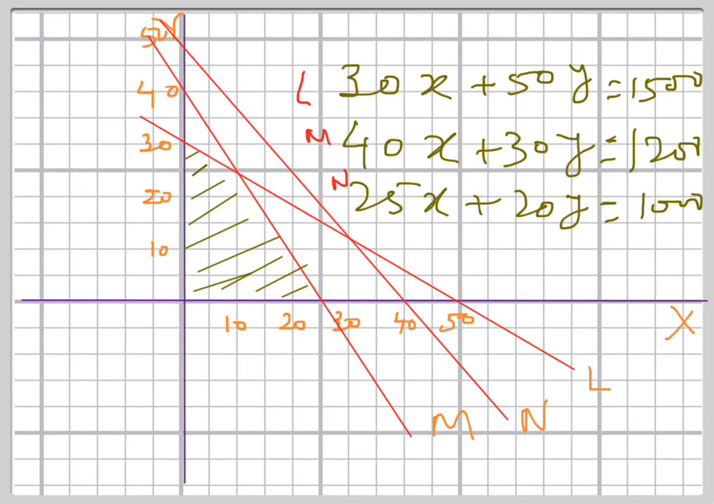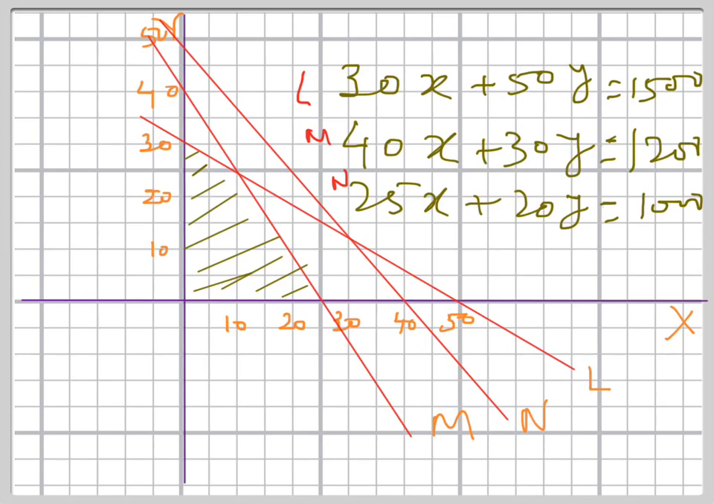Similarly, this is the M line which gives us 40x plus 30y equal to 1200, and this line is the N line which gives us 25x plus 20y equal to 1000. To draw the lines, it is simple. You need to have any 2 points on the line, and then you can draw that.